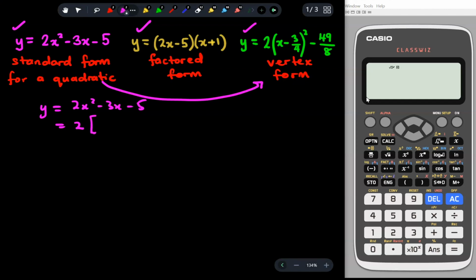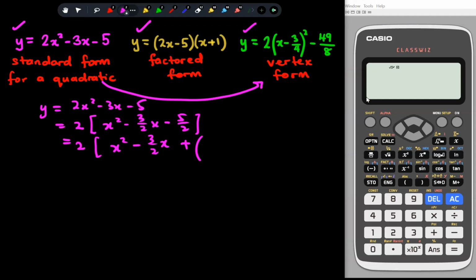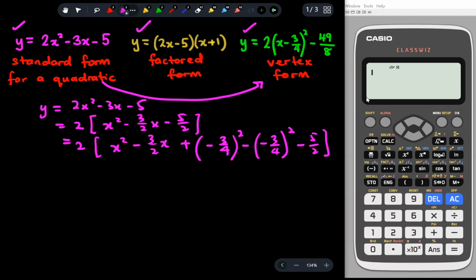So we put a square bracket: x squared minus 3 over 2 x minus 5 over 2. And then we start to complete the square for the square bracket. First we write down the first two terms, x squared minus 3 over 2 x, and then we add b over 2 whole thing squared, where b is negative 3 over 2. So b over 2 is negative 3 over 2 divided by 2, which is negative 3 over 4, whole thing squared. Then we minus b over 2 whole thing squared. And then we bring down the negative 5 over 2, and close the bracket.